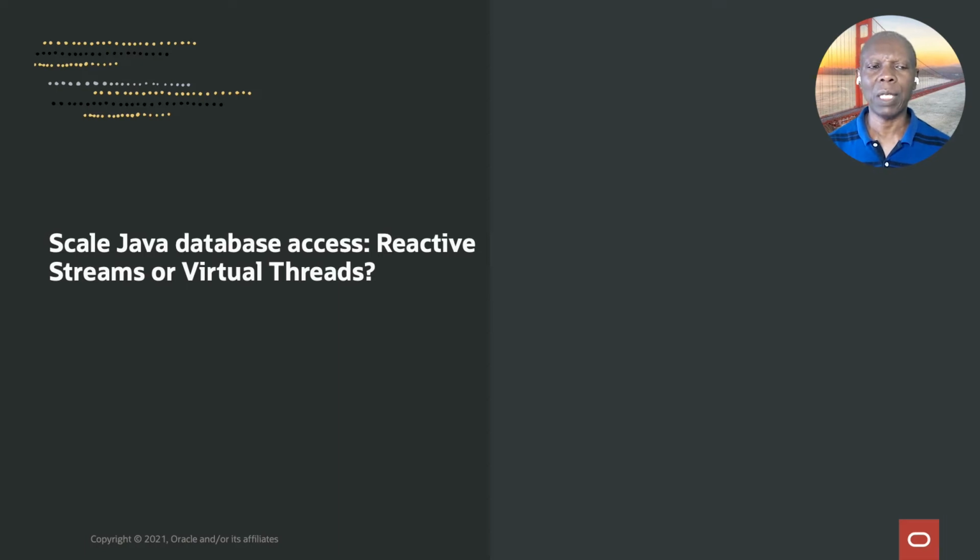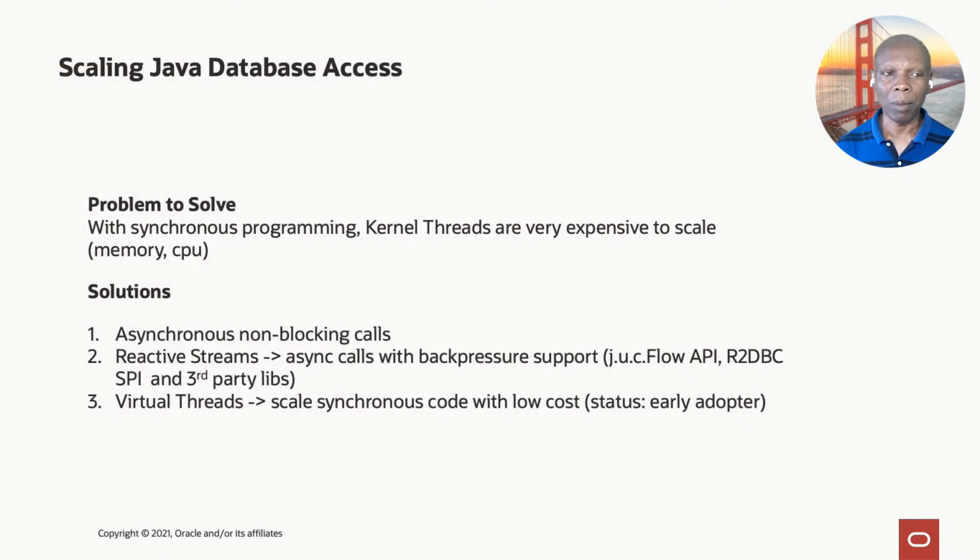Let's discuss how to scale Java database access using either reactive streams or virtual threads. So what is the problem? The problem is with synchronous programming using kernel threads. Kernel threads are OS threads, operating system threads. Operating system threads are very expensive to scale, to schedule, etc. So let's say you have 1,000 of those. So 1,000 threads will be competing for the CPU, and you will be scheduling. So it's very expensive to scale.